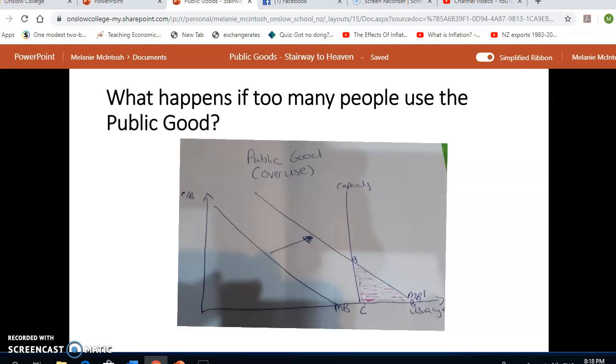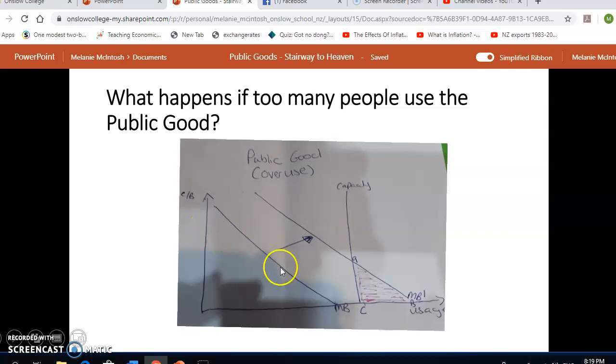A lot of our walking tracks, and even just national parks, like Roy's Peak in Wanaka, you might want to Google that, or the tree. These things are public goods, but they are becoming rival because there's just too many people using them, and therefore each individual user is having less benefit from enjoying it. And so I've shown this here.